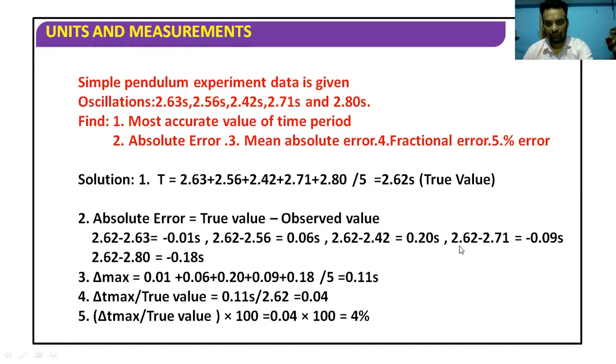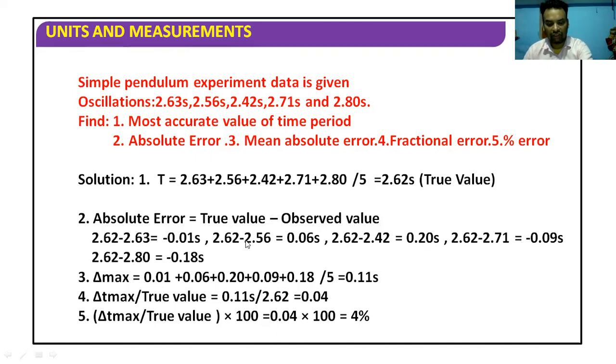Likewise, in the fourth part, 2.62, the true value, minus 2.71, the observed value, and the difference of the two is minus 0.09 second. Similarly, in the fifth part, true value minus observed value: true value is 2.62 and observed value is 2.80. So the difference is minus 0.18 second. So these are called absolute errors. Minus 0.01 is an absolute error, 0.06 is an absolute error, 0.20, and minus 0.09.